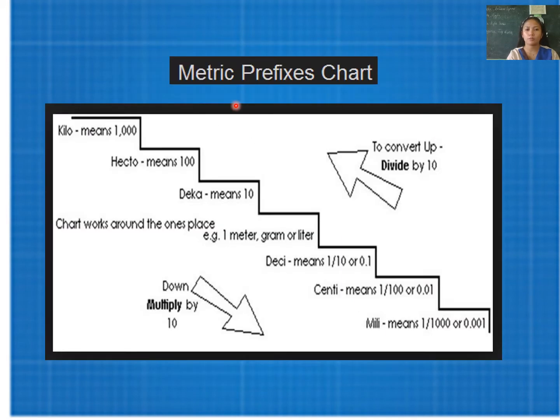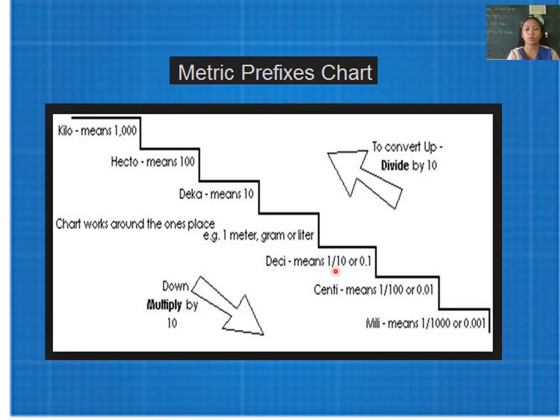Here is now the metric prefixes chart. So we have here kilo means 1000, hecto means 100, deca means 10, and then we have here the meter, the gram, or the liter. These are the basic units. So meter for distance, gram for mass, and liter for volume.